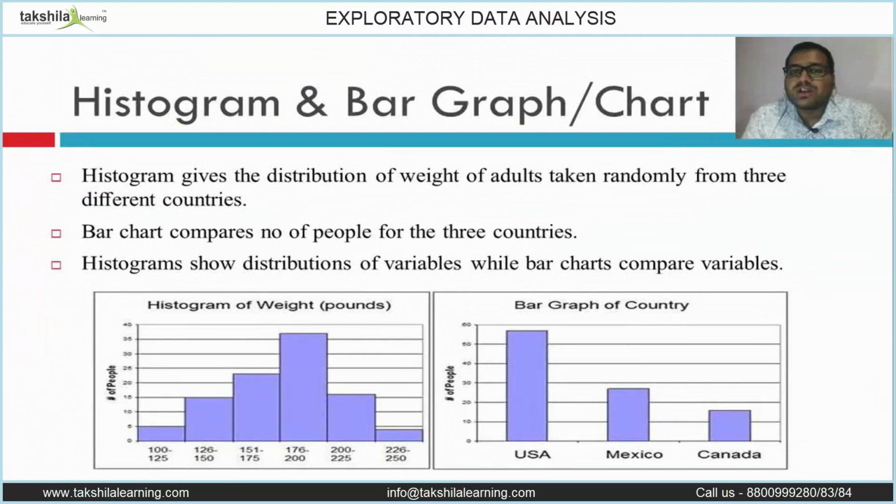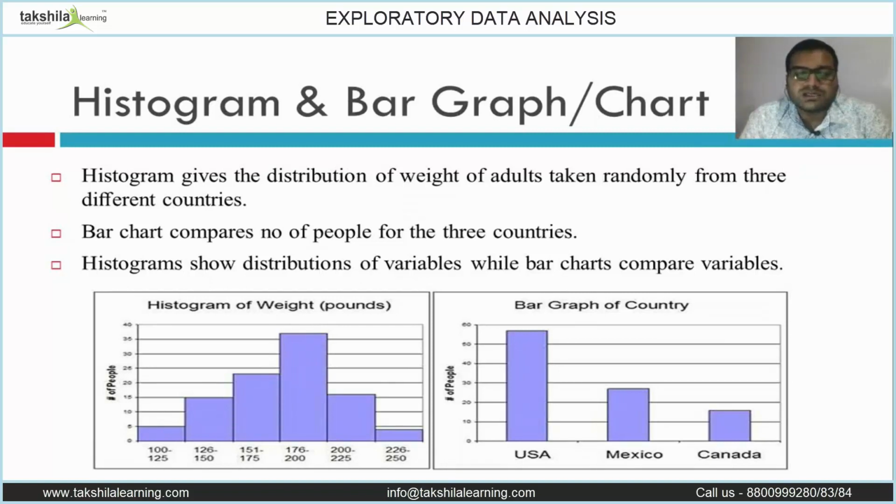Histogram or bar chart. A histogram and a bar chart look the same, but these two are different. The bar chart we mostly use for categories, but the histogram we use for numeric data, any quantitative data. Okay, so the histogram gives the distribution of weight.